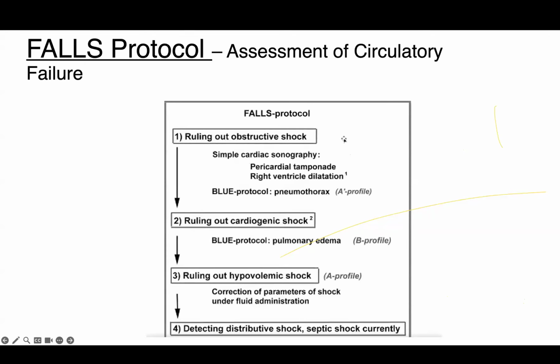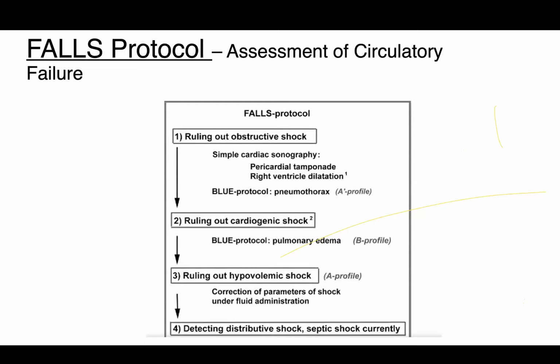Next is about the FALLS protocol. It is assessment of circulatory failure. First you rule out obstructive shock. So you do a simple cardiac sonography, assess for pericardial tamponade and RV dilatation. Then you do a BLUE protocol, assess for pneumothorax. Once you've ruled it out, you assess for cardiogenic shock. You go with the BLUE protocol, assess for pulmonary edema.